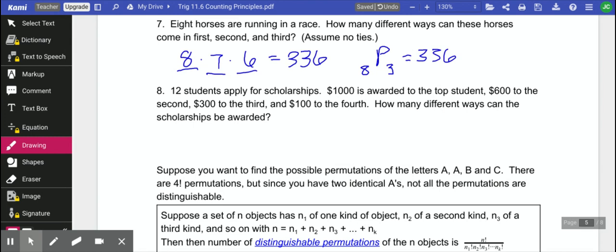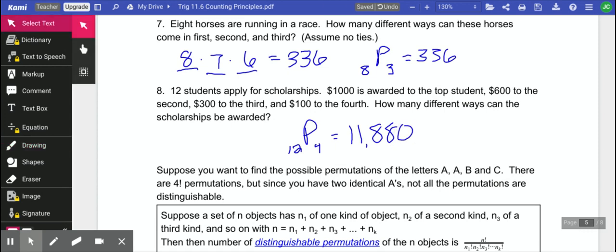All right, 12 students apply for scholarships. 1,000 is awarded to the top student, 600 to the second, and then a little less for third and fourth. How many different ways can the scholarship be awarded? Order matters here because the money amount is different, so this is definitely a permutation. We have 12 students, and we are handing out 4 different scholarships. So you can just put that into your calculator. It's 11,880 ways.